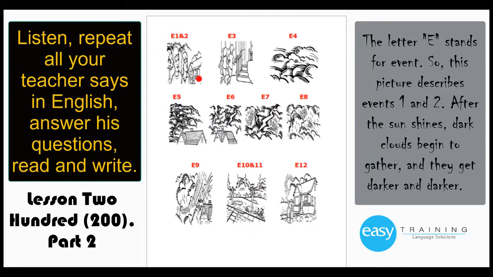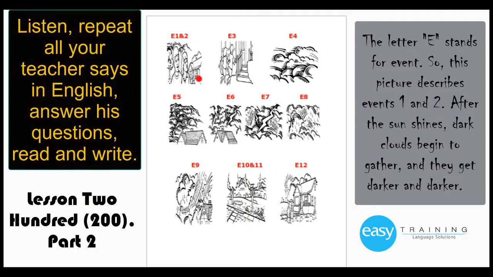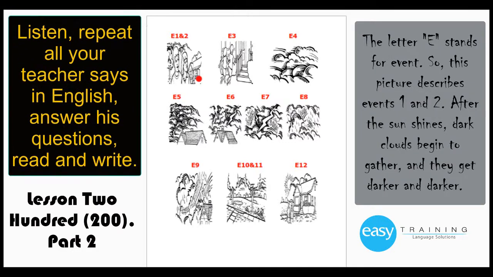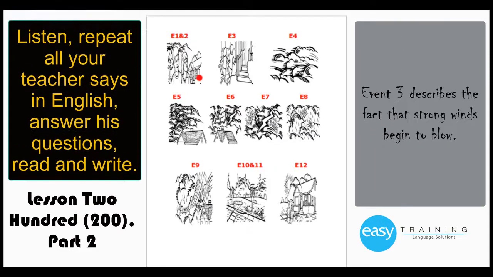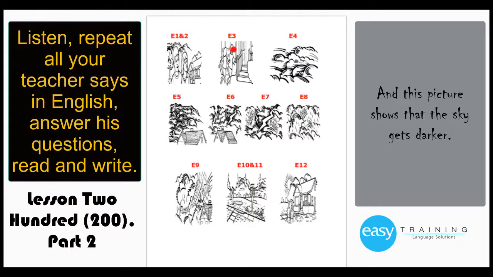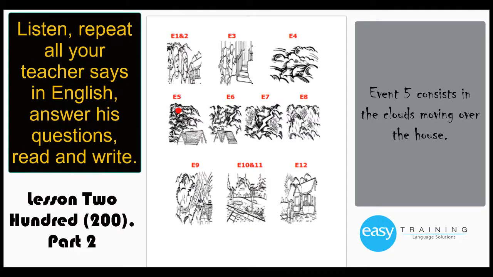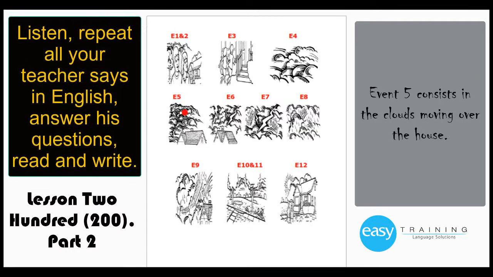After the sun shines, dark clouds begin to gather, and they get darker and darker. Event 3 describes the fact that strong winds begin to blow. And this picture shows that the sky gets darker. Event 5 consists in the clouds moving over the house.